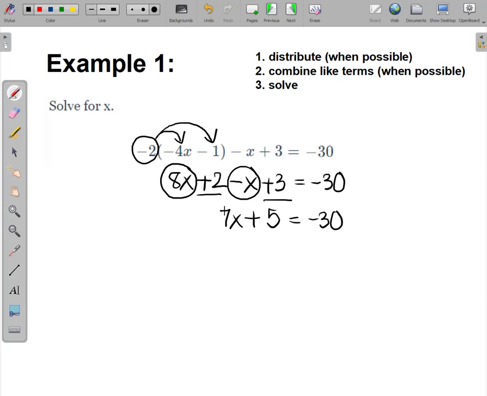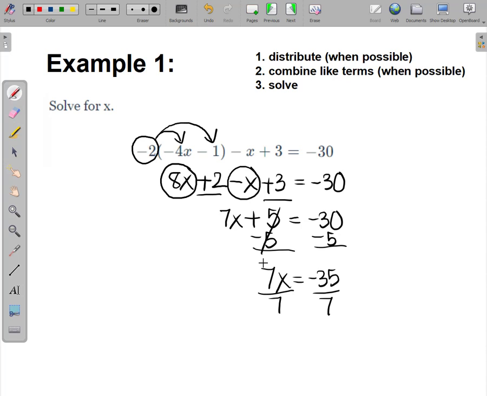After that, I'm going to isolate 7x by subtracting 5 on each side of the equation. The +5, -5 changes to 0, but we know that 7x plus 0 would result in 7x. On the right side, -30 minus 5 is -35. Then, to get rid of the 7 that's in front of the x, that's 7 times x, we're simply going to divide by 7 on each side.